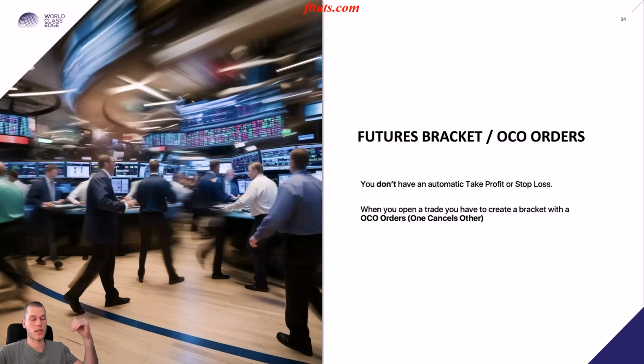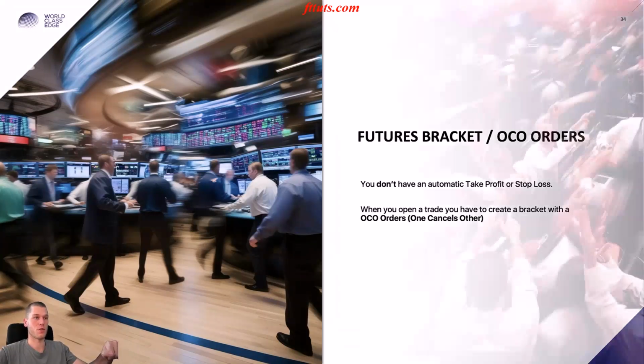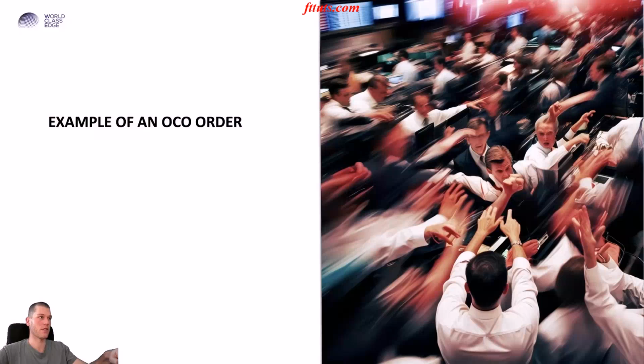When you have a stop loss and a take profit in the CFDs, they automatically get deleted when either stop loss or take profit is hit. Here we need to define this as an OCO order. So if one order is reached, the other one is cancelled. In CFDs, it's like the basic setting. But here on most futures brokers, we need to do this ourselves.